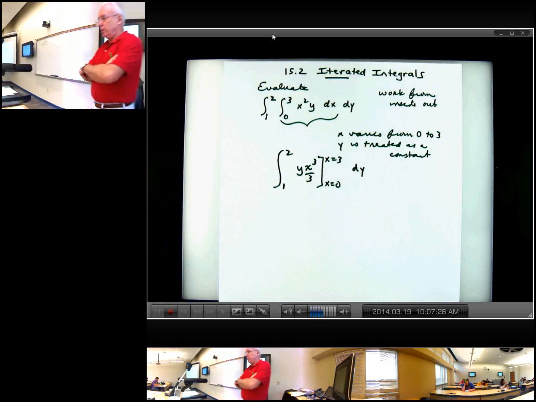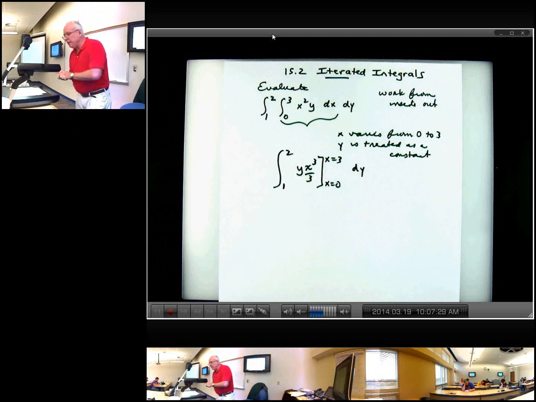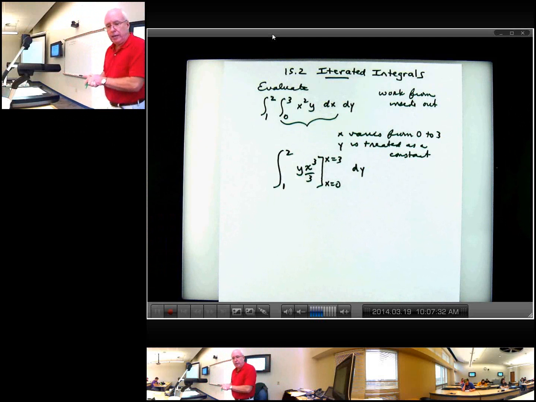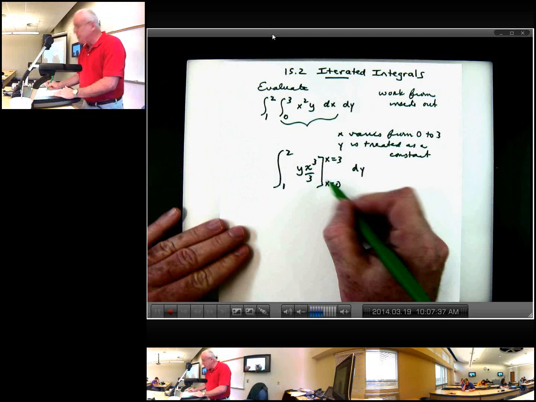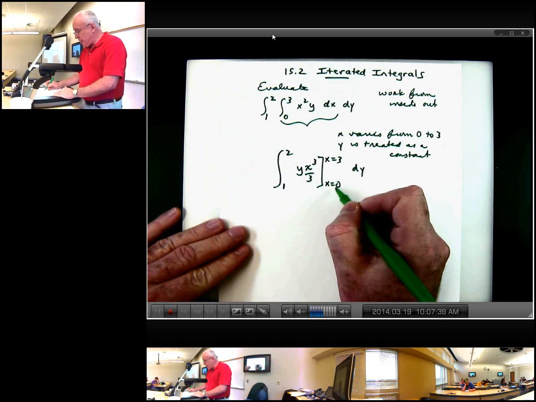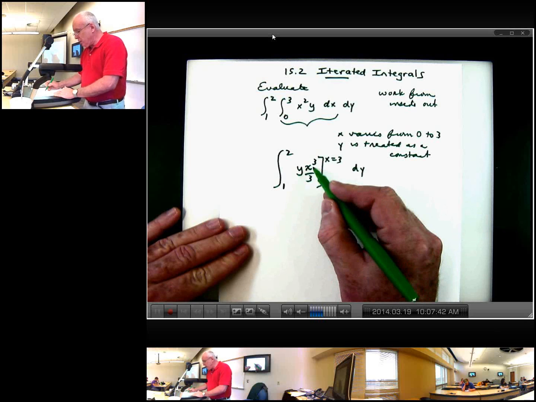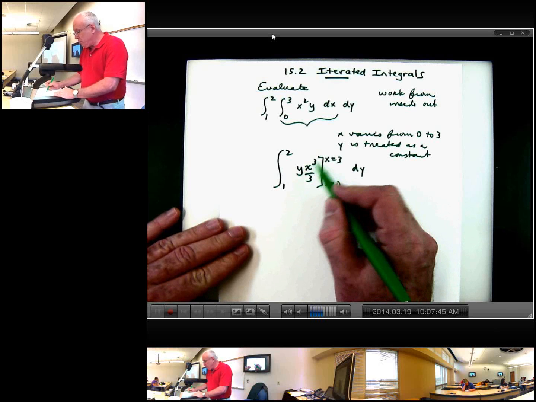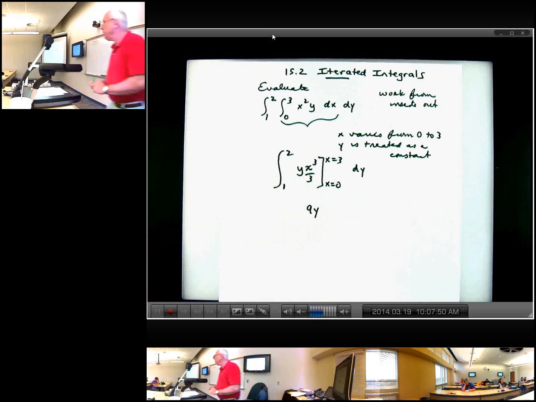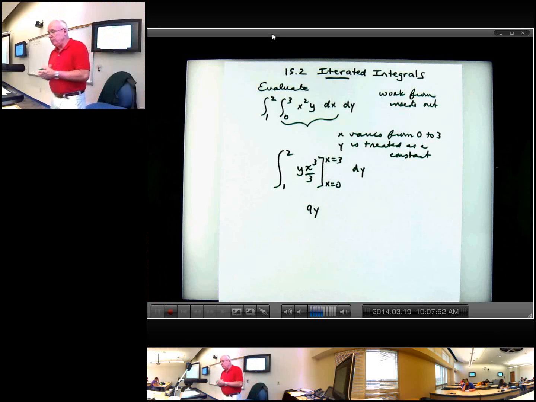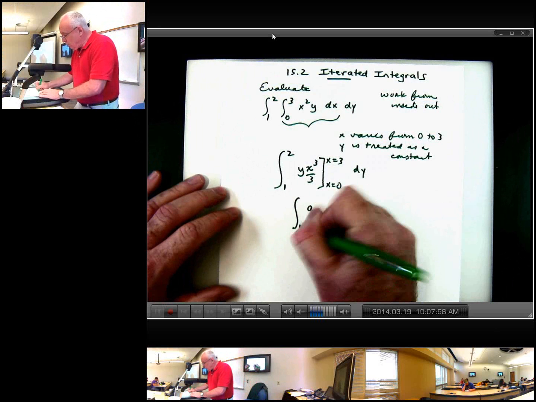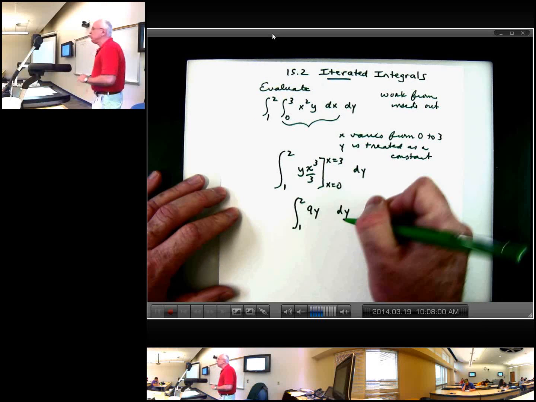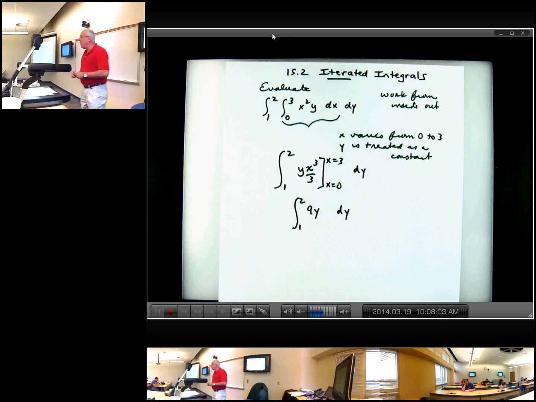Okay. So now let's plug in the values here. First of all, x equals 3. And x equals 0, of course, will just zero things out. When we plug in x equals 3 here, we're going to have 3 cubed over 3, which is 3 squared. So we're going to end up with 9y. And the 0 is just going to be 0. So that's what we get from the inside integral. And then, don't forget, we have our outside integral, from 1 to 2 of 9y dy.